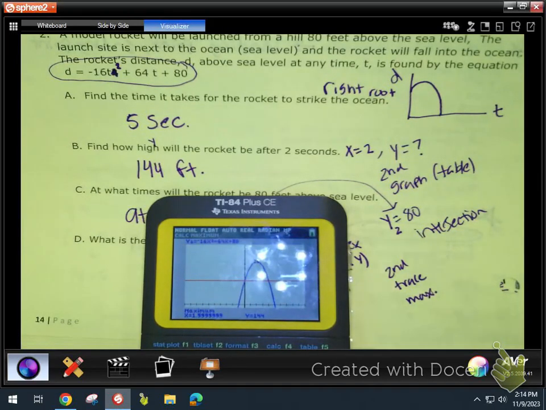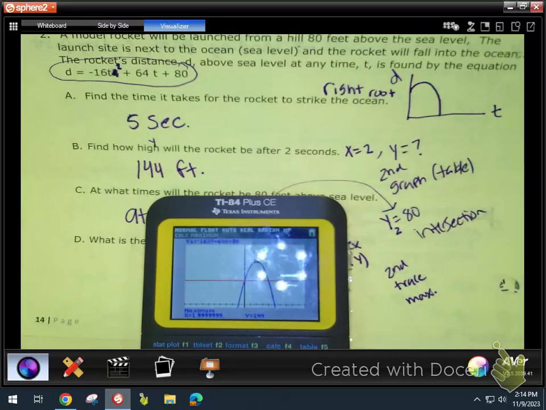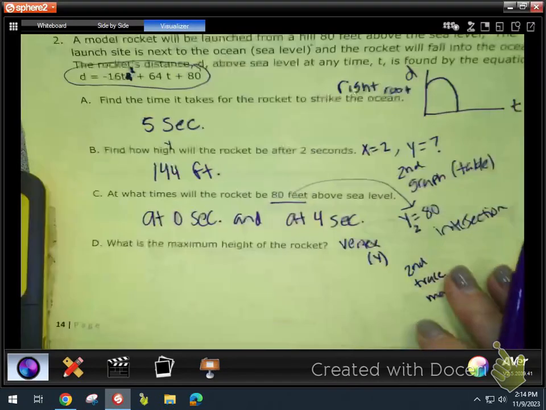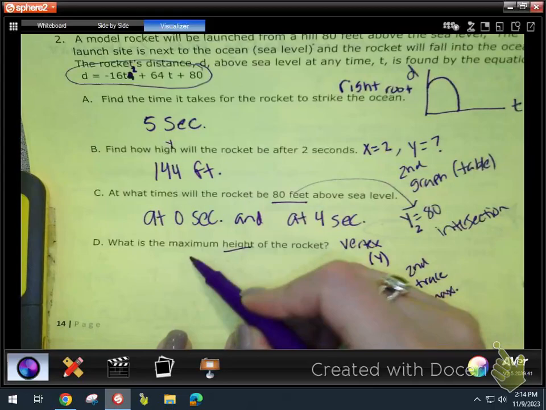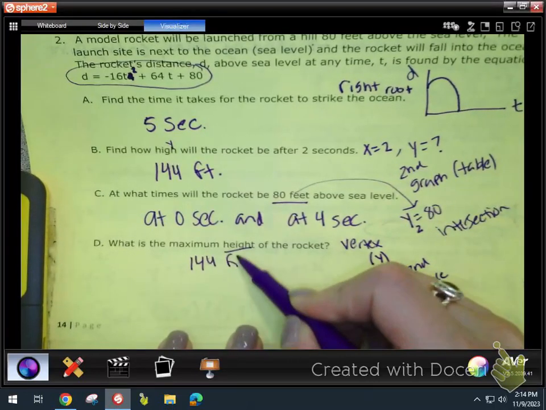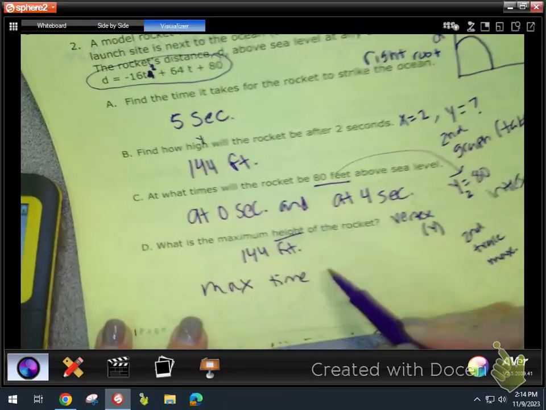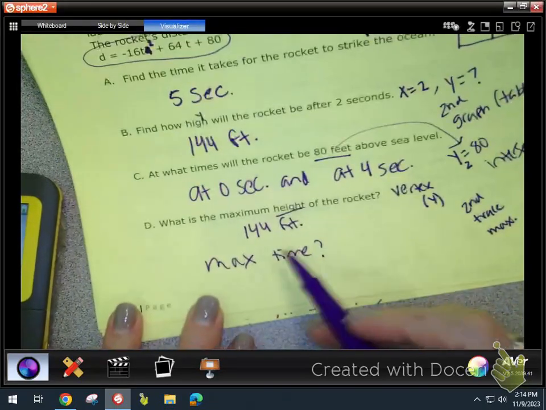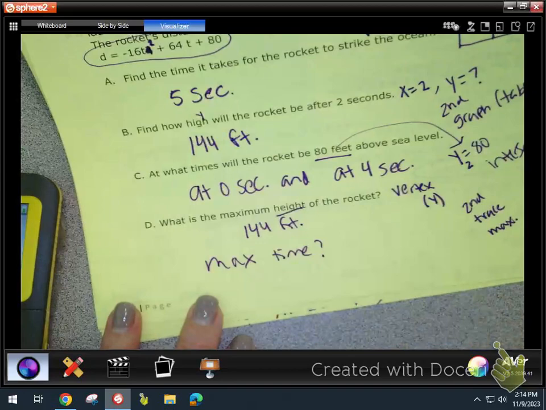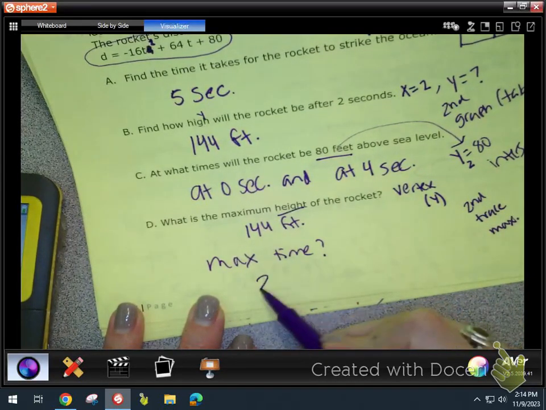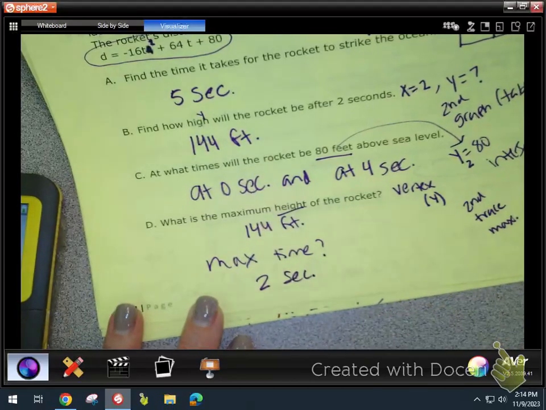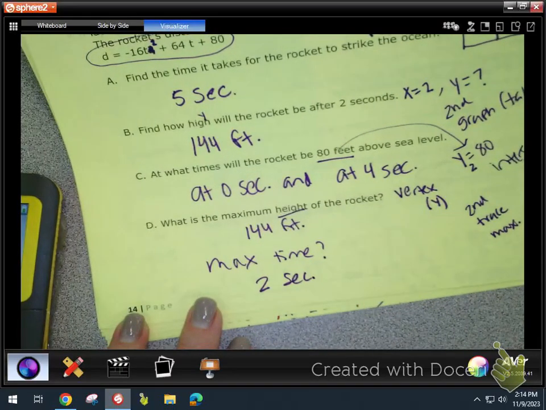What's the height? 144. The height was 144 feet. What was the max time? How long did it take to reach the maximum? That would be 2 seconds. So just pay attention to which one it asks, okay? That was in the question.